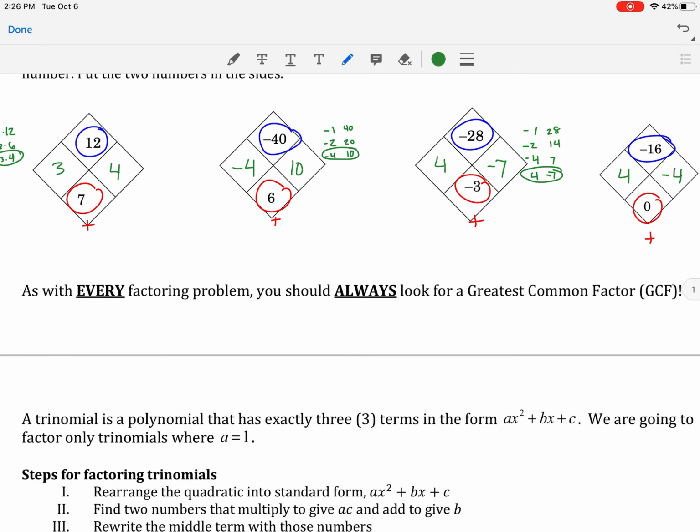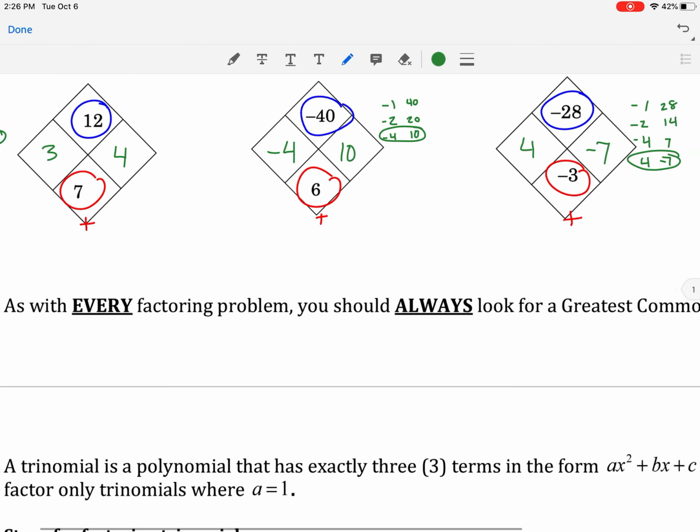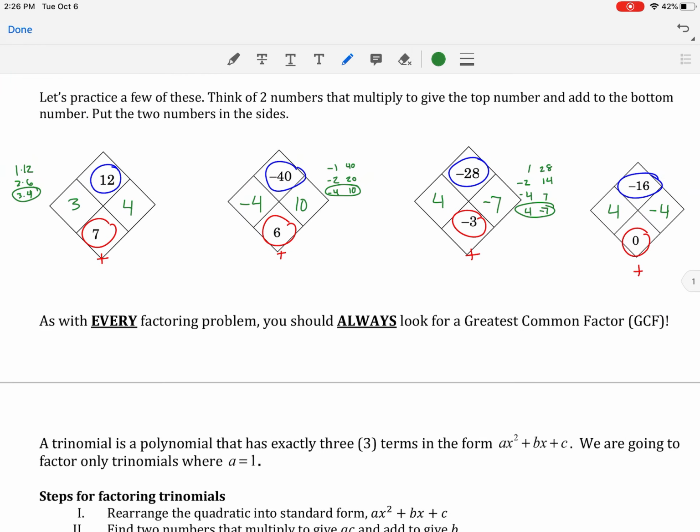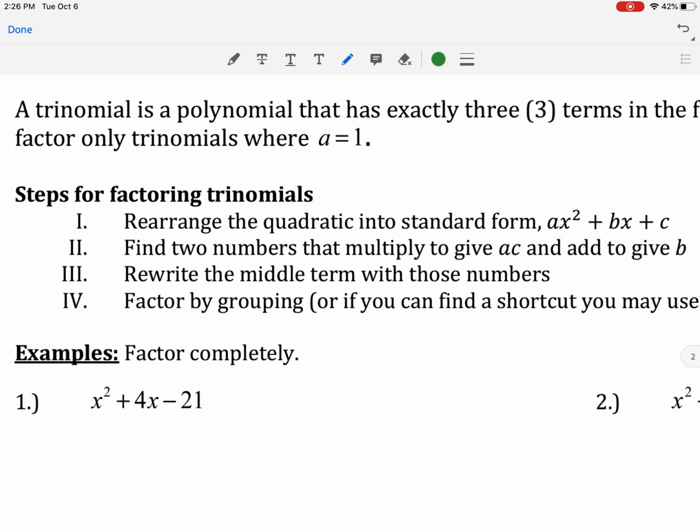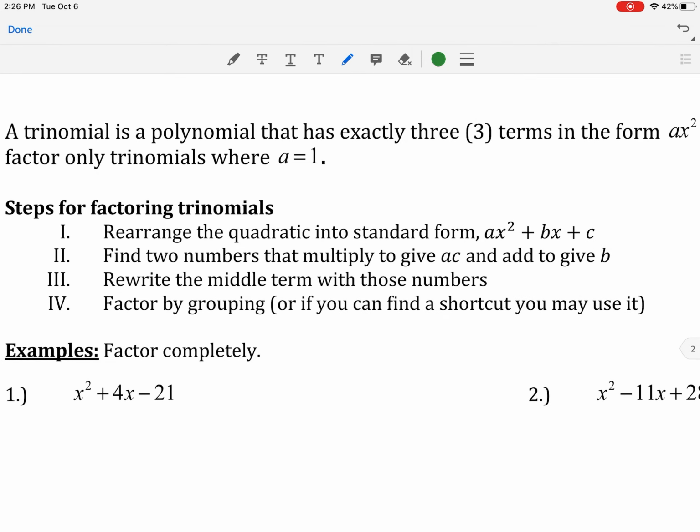And here's a reminder, as with every factoring problem, you should always look for the greatest common factor, GCF. That's always the number one thing to look for. So here are our steps, and we're going to look through these. So rearrange the quadratic, so make sure it's always written in this form with your x squared term first, your linear term second, and your constant at the end. And then we look for those two numbers that we just practiced finding. They have to multiply to give you a times c, and they have to add together to be b.